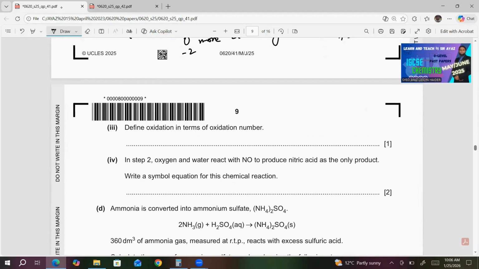Define oxidation in terms of oxidation number. Increase in oxidation number is oxidation. So I'm going to write increase in oxidation number.